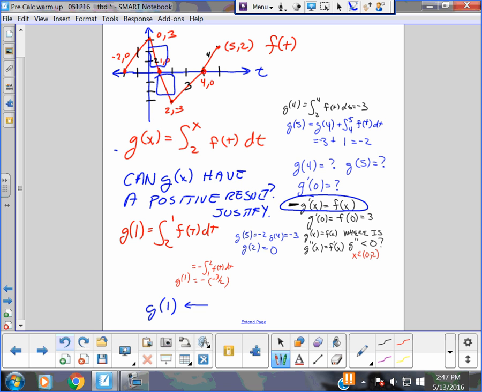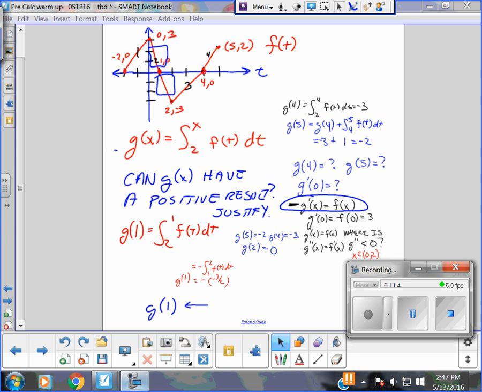Okay? All right. Fundamental theorem of calculus. In our book, this is section 5.2 and 5.3. Don't surrender. Keep on practicing.